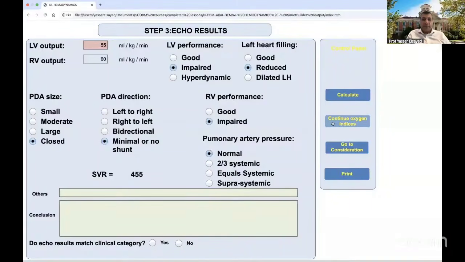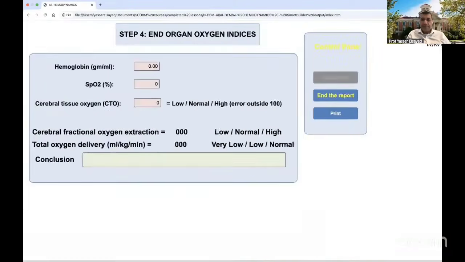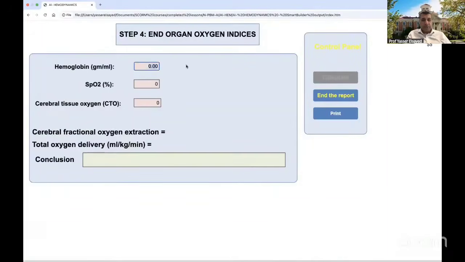If you go to the oxygen indices as a next step, we'll ask you about hemoglobin, the calculator, and you need to enter the oxygen saturation. And if you have near infrared spectroscopy, you can also add the cerebral tissue oxygen saturation. And once you hit calculate, it will give you the value for the total oxygen delivery.